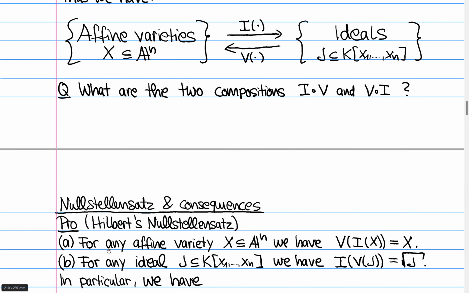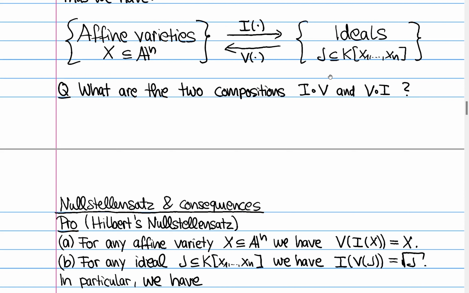So it says that for any affine variety X, so we start here, we first go this way, then this way. So we take I(X) and then the vanishing set. Then this here just reproduces the set X itself. So it's starting to look like maybe this is the bijection, but then the second part is a bit more subtle.